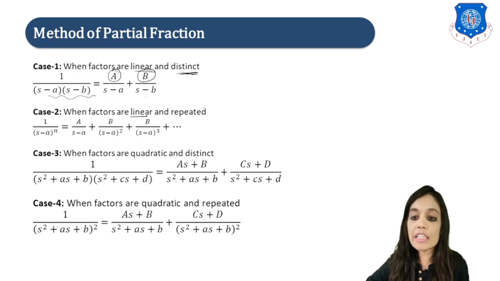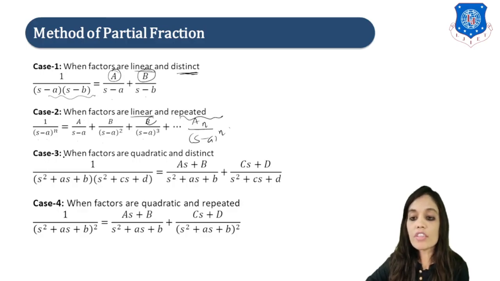Similarly, if we are given linear but repeated factors such as s minus a whole raised to n. If it is repeated 2 times, then we will write A upon s minus a plus B upon s minus a whole square. If it is repeated 3 times, then we will write plus C upon s minus a whole cube. And if it is repeated n times, then lastly we will write A_n upon s minus a whole raised to n.